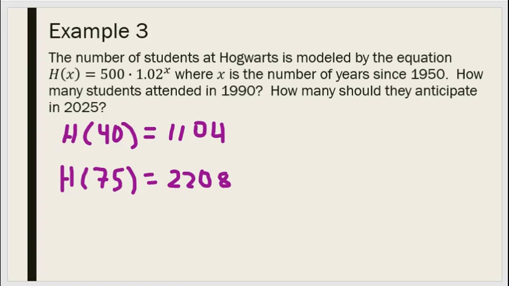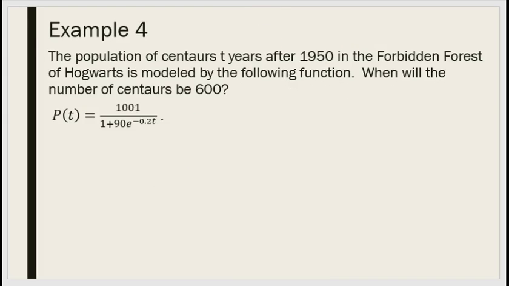So for questions where they give you a specific year or a number of years passing by, you have the x value, you're going to identify the y value for that coordinate. So now we'll look at the other type of population model question where they have given us the equation again to model the population of some object. In this case, it's the number of centaurs in the Forbidden Forest. And then they want to know when will that population hit 600.